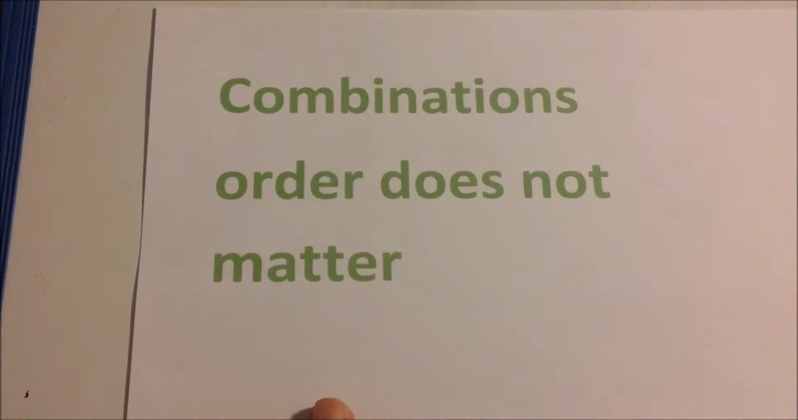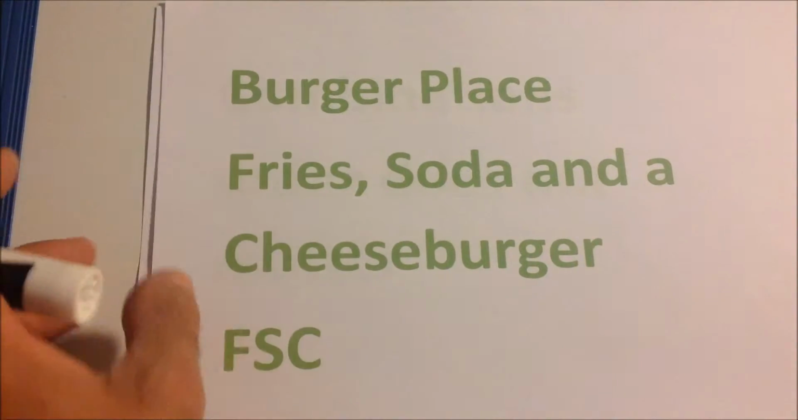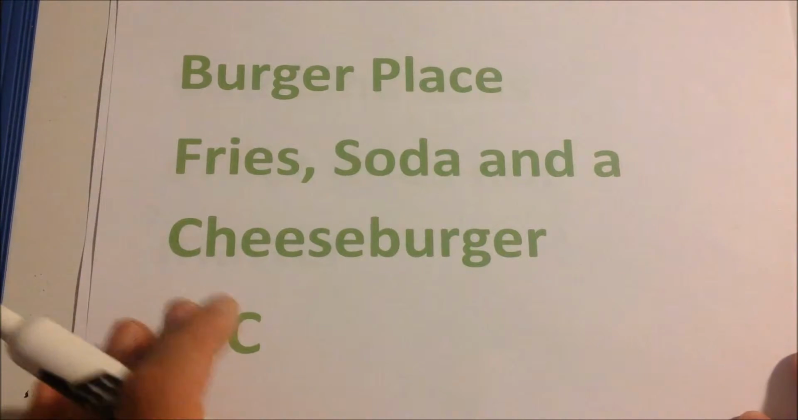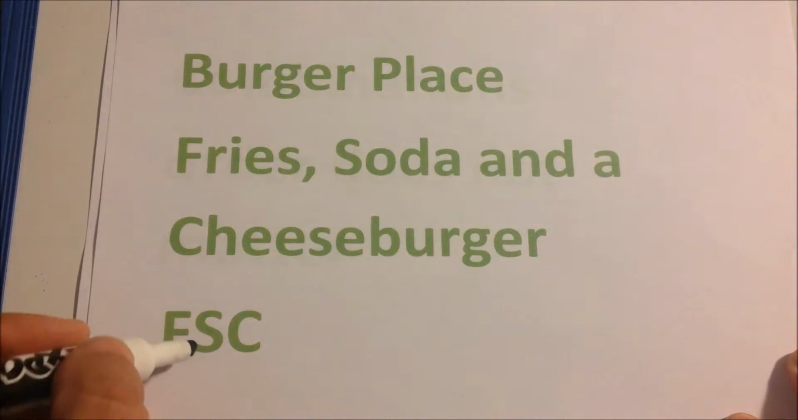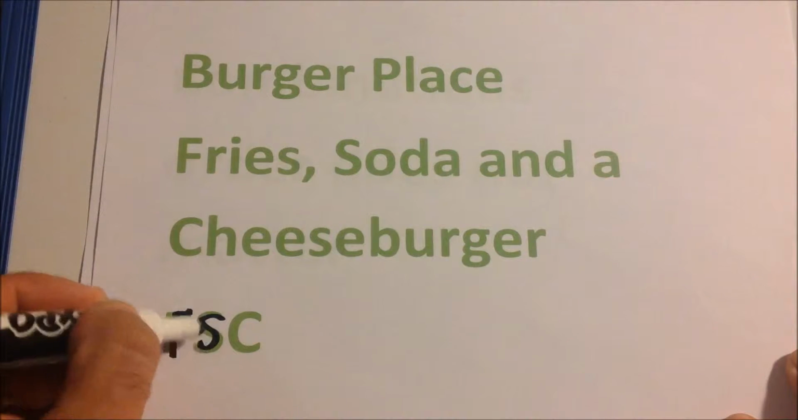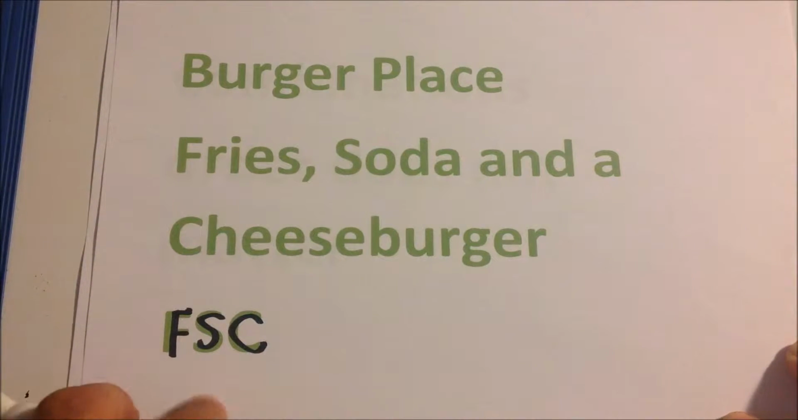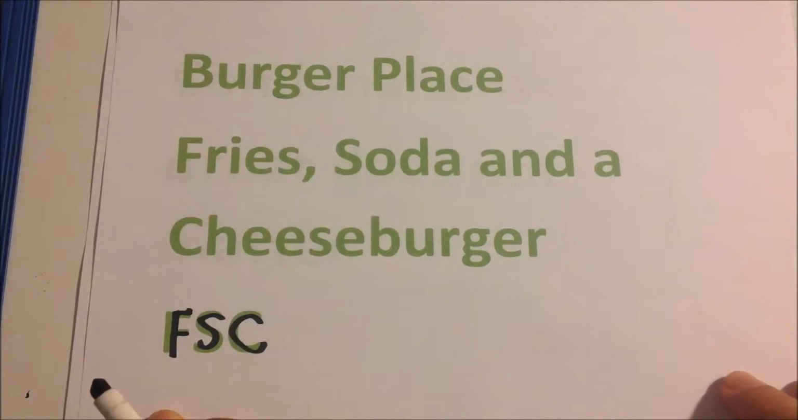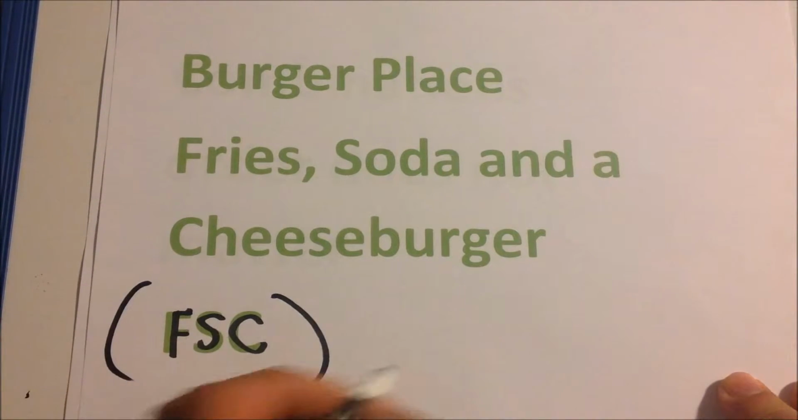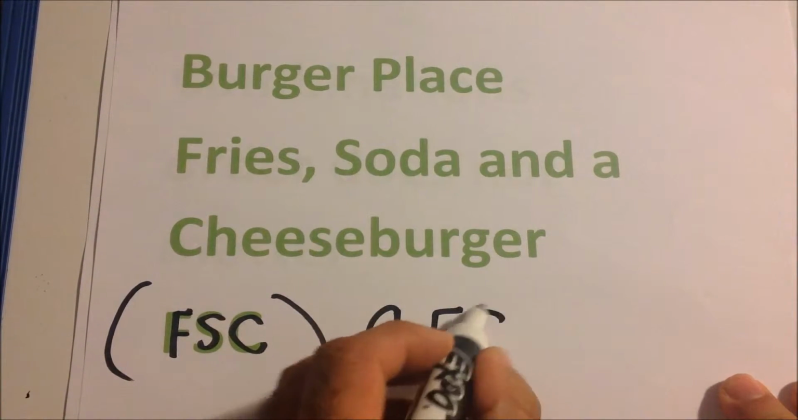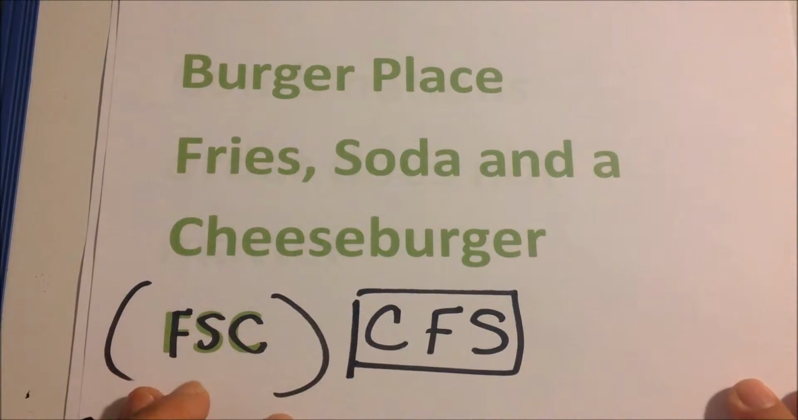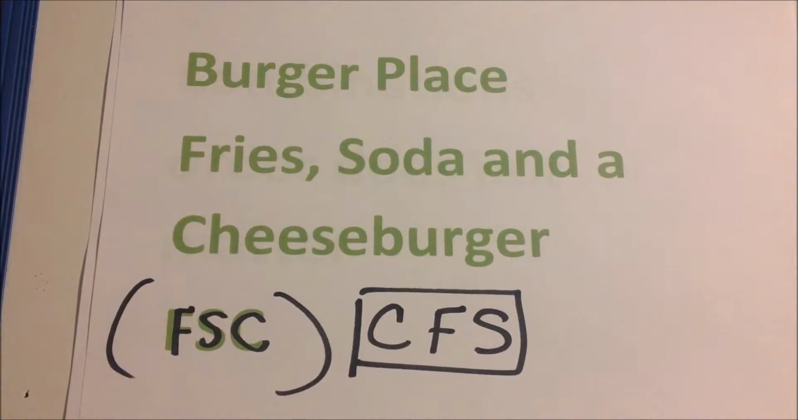So in combinations, remember, order does not matter in combinations. So for example, we talked about this. If we're at a burger place, McDonald's, Burger King, wherever, and you order fries, soda, and a cheeseburger, we'll use these letters here. When you order fries, soda, and a cheeseburger, if you change your mind and say, well, no, I want a cheeseburger, fries, and a soda, it's the same thing. So order does not matter. In this case, it's a combination.